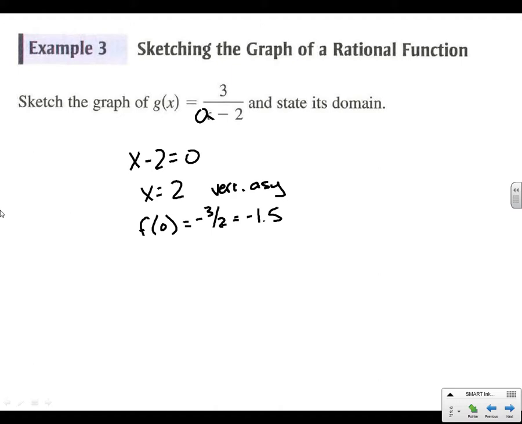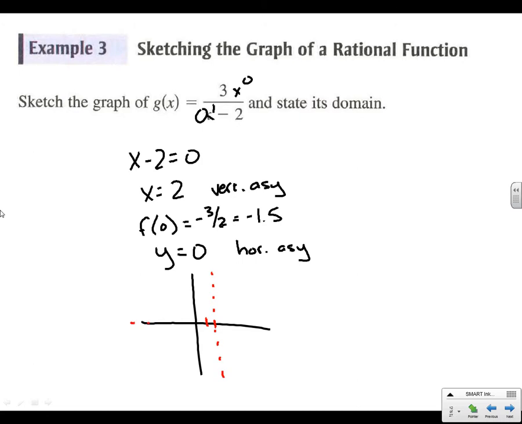Okay. And what about our horizontal asymptote? The bottom is bigger than the top. It's x to the 0 up there. If the bottom is bigger, we're going to have a y equals 0 horizontal asymptote. And so here's what we got so far. We have our graph. We have an asymptote at 2, at y equals 0. We know that if we plug in 0, we get -3 over 2, which is right there.